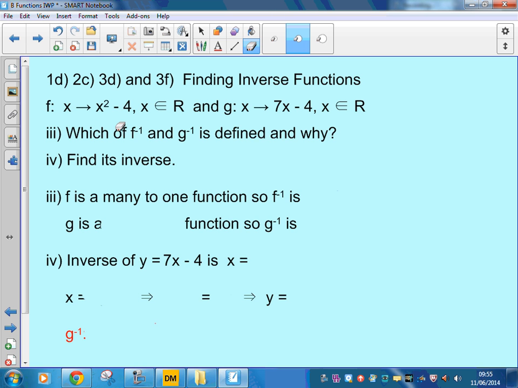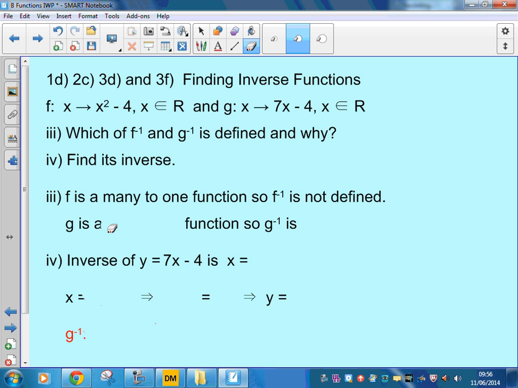Now, that means that, for instance, if I took x as 5, then x squared is 25, take away 4 is 21. So if I get x as 5, then my f of x, my y value, will be 21. But if I take x as minus 5, then when I square minus 5, I again get 25, take away 4, 21. So that means x equals minus 5 also gives f of x as 21. So the values 5 and minus 5 both come to the same value, 21. Now that means it's a many-to-one function, so f to the minus 1 wouldn't know whether to take 21 to 5 or minus 5, so it's not defined. Many-to-one functions, then the inverse is not defined.